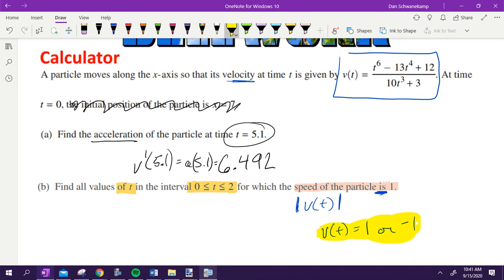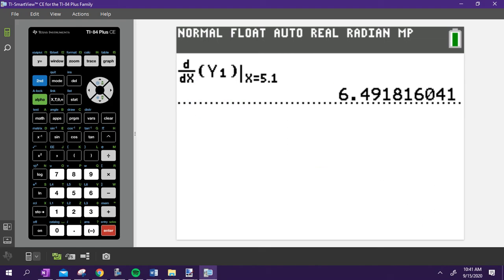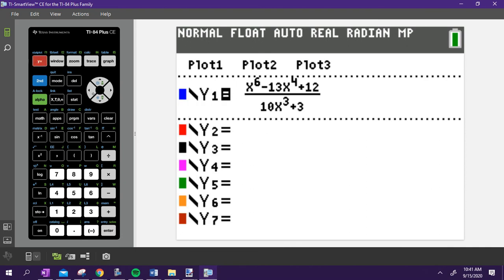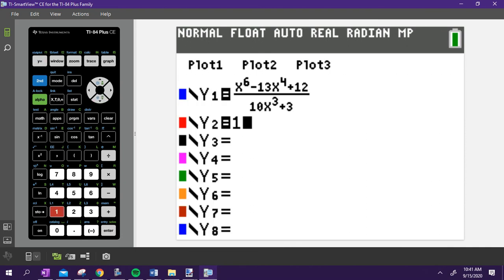Okay, how could I do that? How could I figure that out in my calculator here? Well, perfect. We're going to graph 1 and -1. If I want it to be 1, that means I want it to be equal to 1. That means I just want to figure out when we get those values. Okay, so Will did a great job. He said graph 1 and -1.